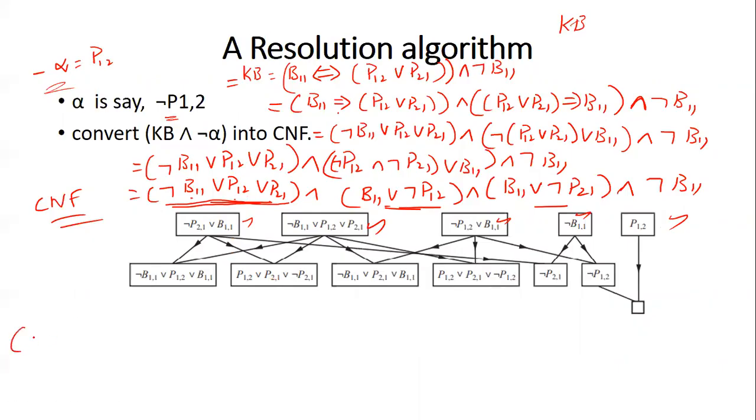Okay. So what you will get? You will get not B11 or P21. Or P21. So this not P12 will be cancelled. Or B11. Okay. So this is what you will be getting. So that is what this one, not B11, P12 or B11, right?